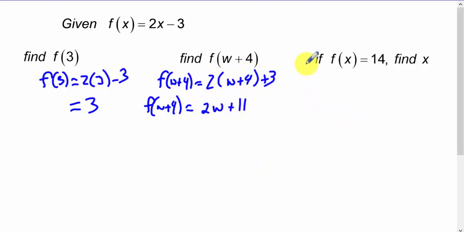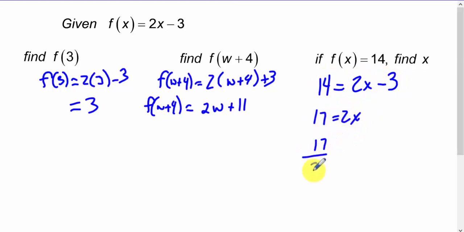All right. Now, this is a little different. It says f of x equals 14. So in this case, they're taking out the whole f of x and putting 14 in its place. And they want to know what x equals. So in this case, bring the 3 over, divide by 2, and 17 over 2 is your x value.